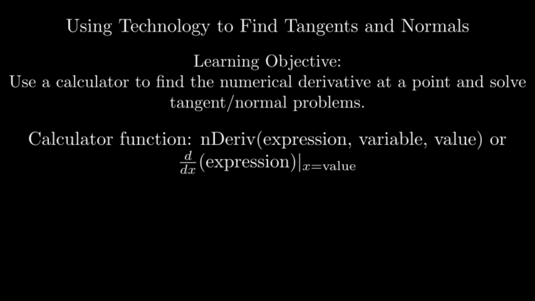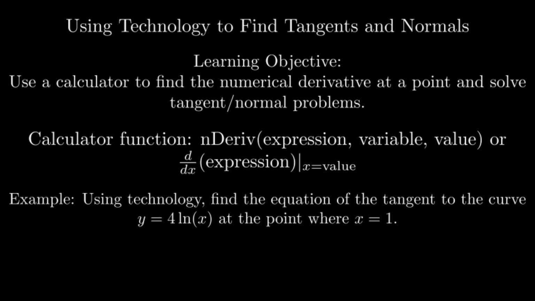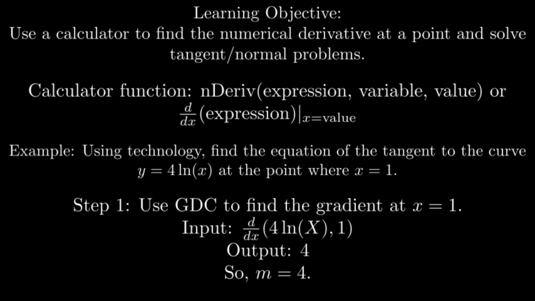Let's see how this works with an example involving a function we haven't learned how to differentiate yet. We need to find the tangent equation for y = 4 ln x at x = 1. The first step is to find the gradient using our calculator. We would enter the function 4 ln x and the value x = 1 into our calculator's derivative tool. The calculator will compute the gradient and return the value 4. So we know our gradient m is 4.